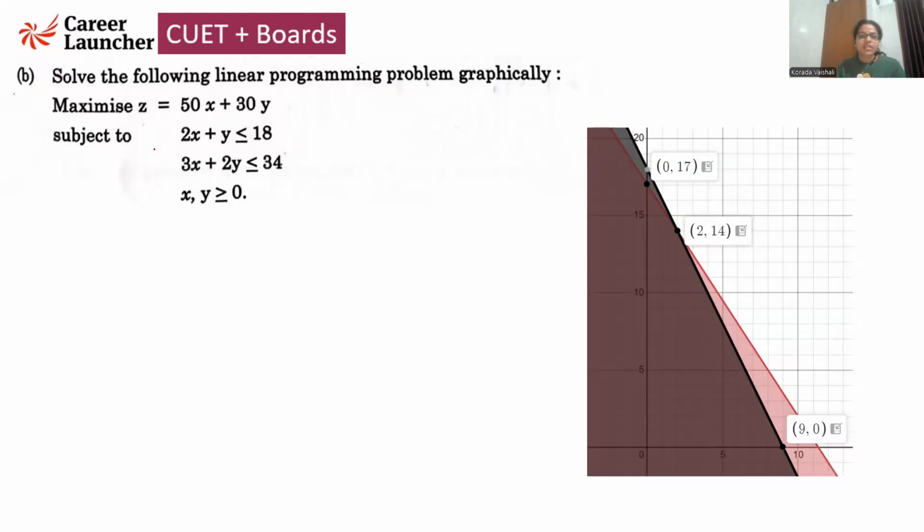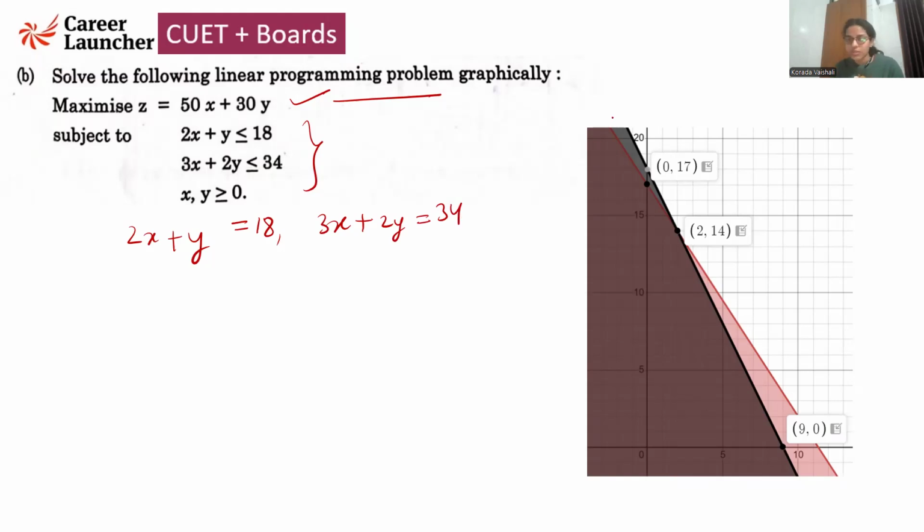Now the next part is that we need to again solve the LPP problem graphically, where the objective function is given and the constraints are also given. So let us just plot this down. 2x plus y is equal to 18 and 3x plus 2y is equal to 34. So this is what we will get. The graph will be like this.